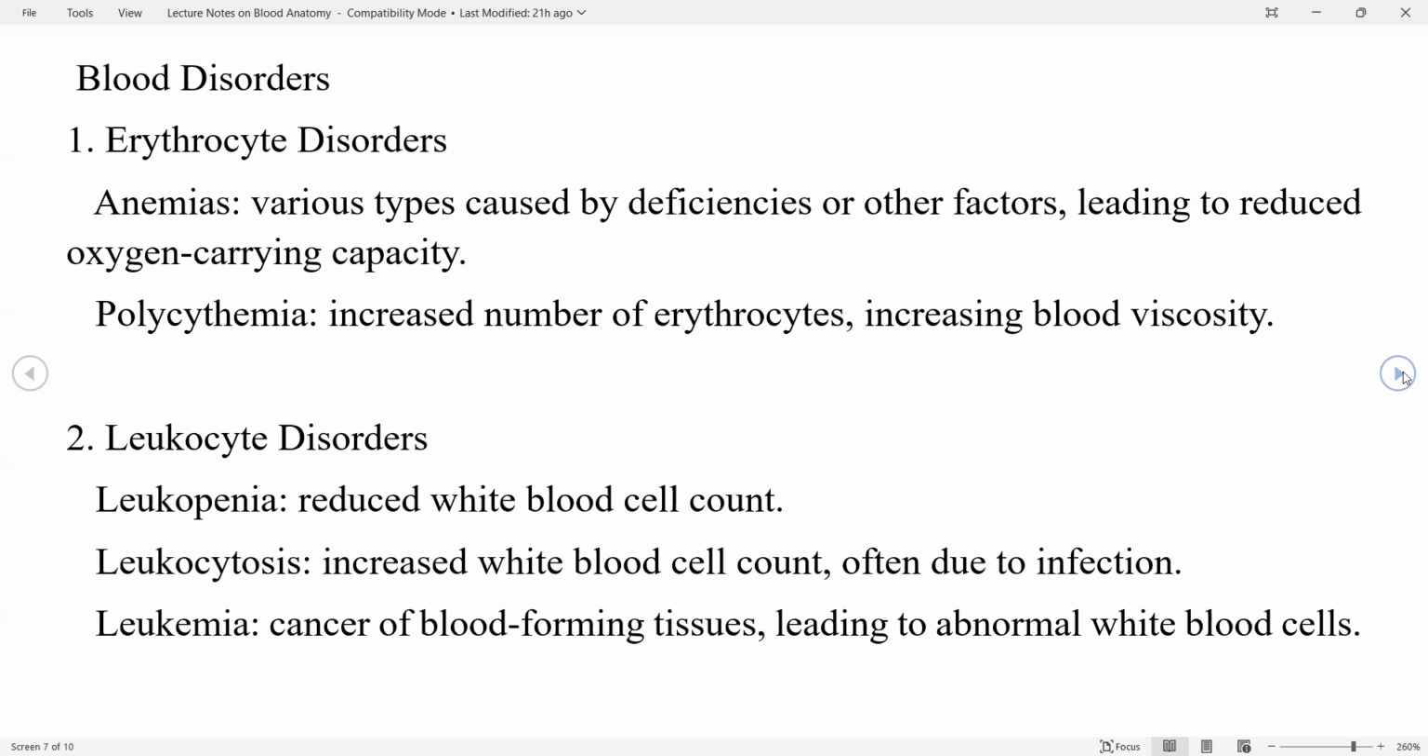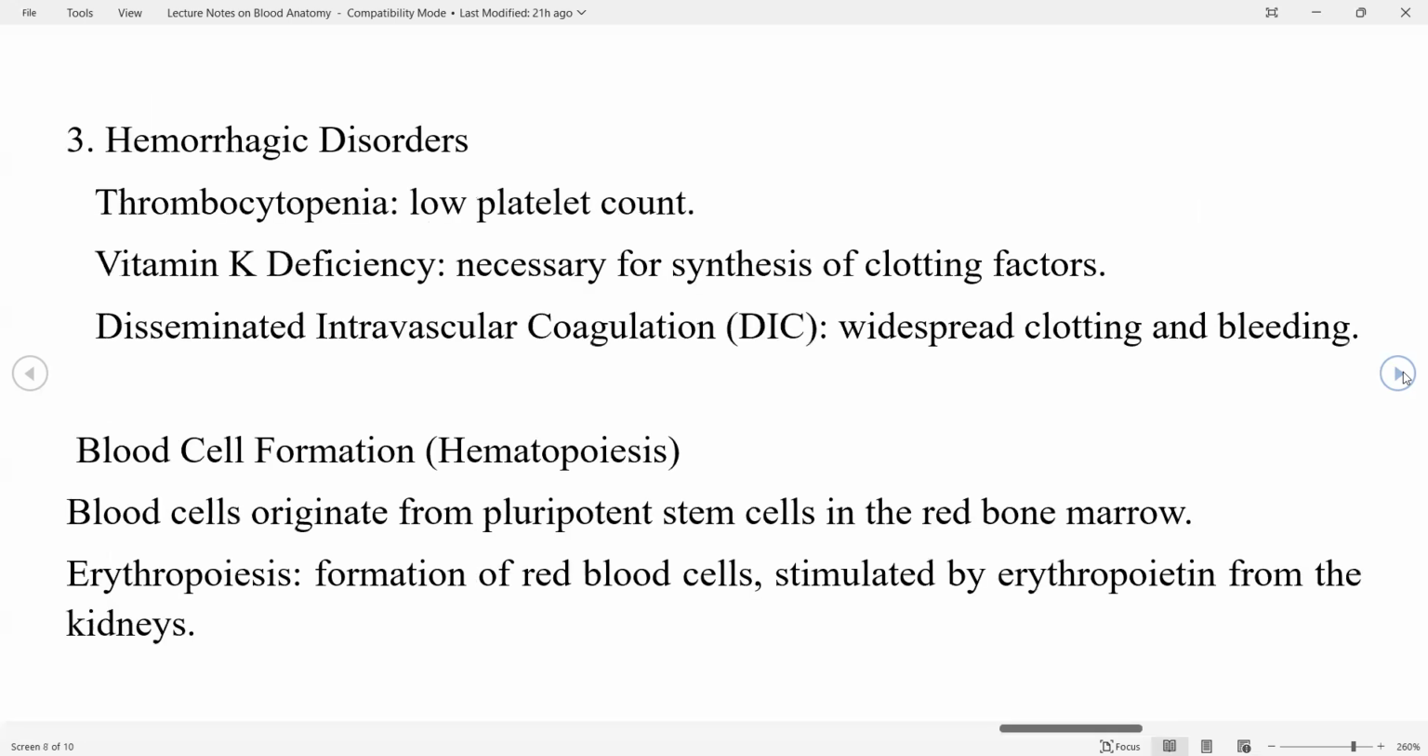Leukocyte disorders. When we say leukopenia, it means reduced white blood cells. And when we say leukocytosis, it means increased white blood cells, and this is often due to infection. While leukemia is a kind of cancer of the blood forming tissues, and this leads to abnormal white blood cells. So when we say thrombocytopenia, it means low platelets.